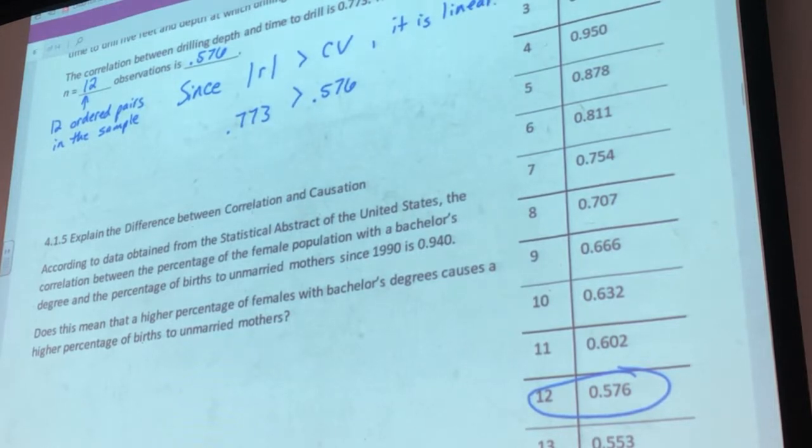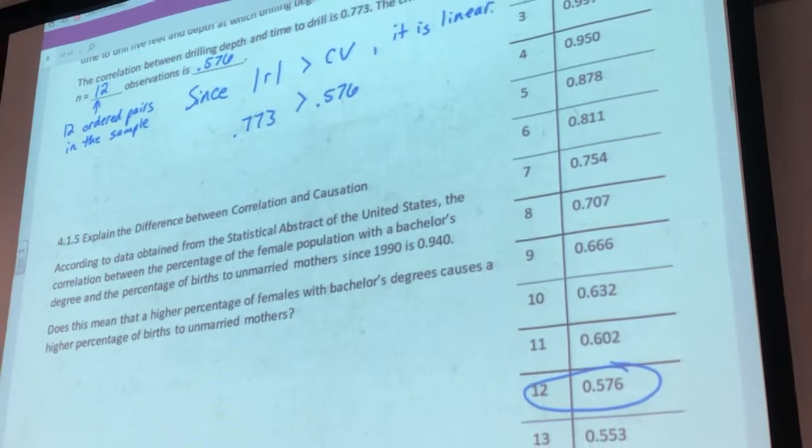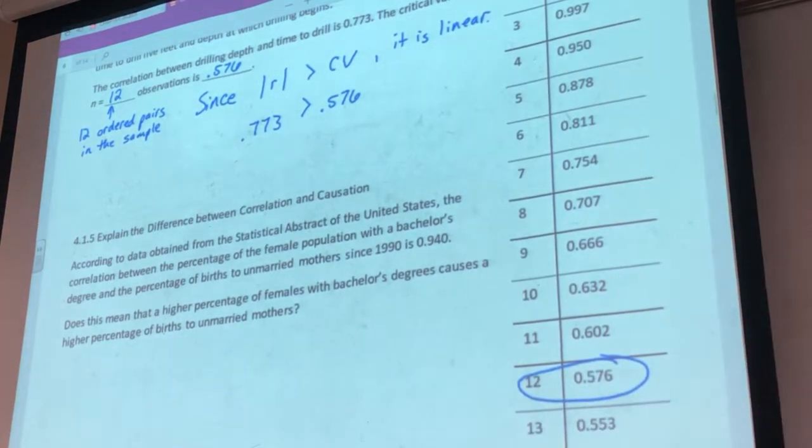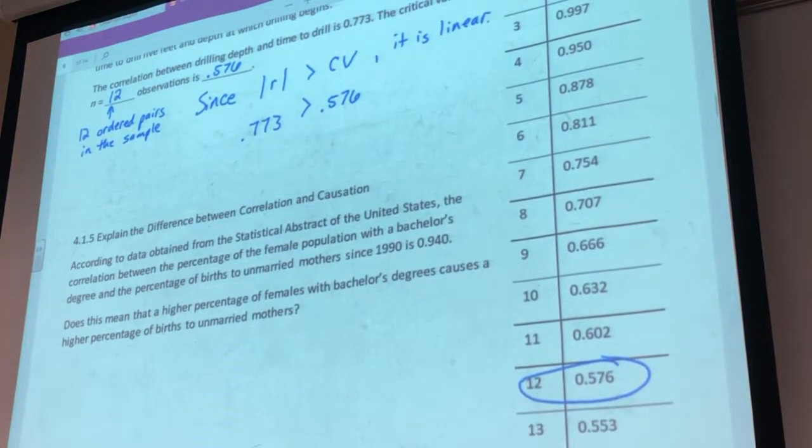So if we did a different example with n equals 12 and we got an r of 0.42, that would be too small. It's going to be a little too close to 0 for our liking. We'll say that it's not going to be linear.